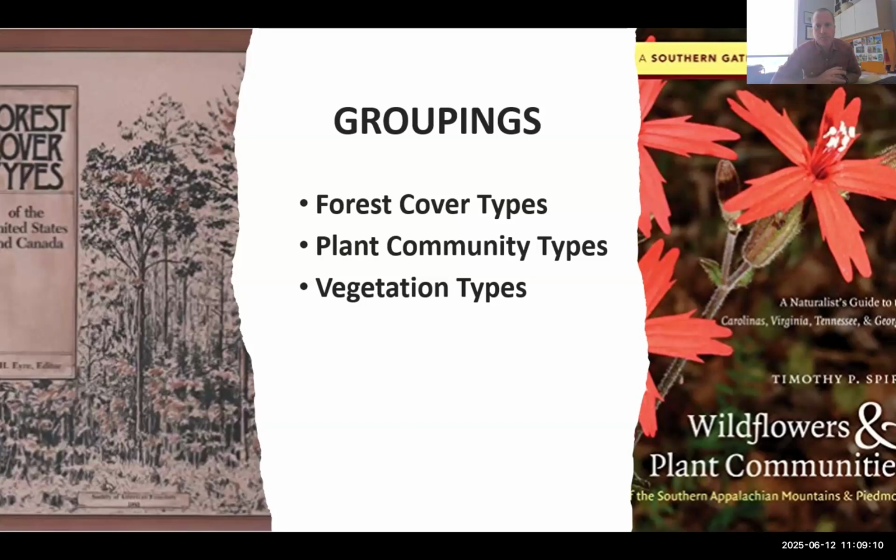This is something that I've mentioned before, but it's more of a community level approach. You can see the SAF, Society of American Foresters, Forest Cover Types book. That's for the US and Canada. It's not outdated. It's really good, and quite useful. And then this is a newer field guide I like a lot, Wildflowers and Plant Communities of the Southern Appalachians and Piedmont, but it's very good as well, taking that community level approach.